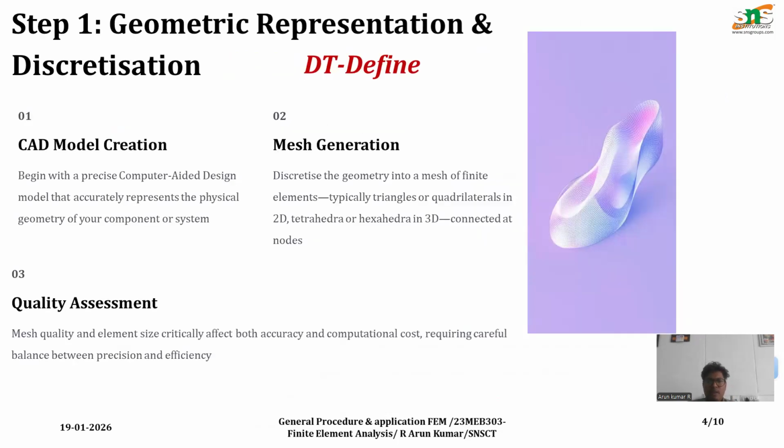The first step is generating the geometric representation and discretization: CAD model creation, mesh generation, and quality assessment. What is CAD model creation? We begin with a precise computer-aided design model that accurately represents the physical geometry of your component or system. Mesh generation discretizes the geometry into finite elements, typically triangles or quadrilaterals in 2D and tetrahedra or hexahedra in 3D, connected with nodes.